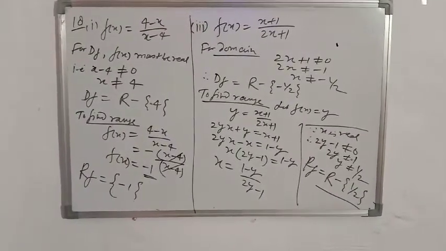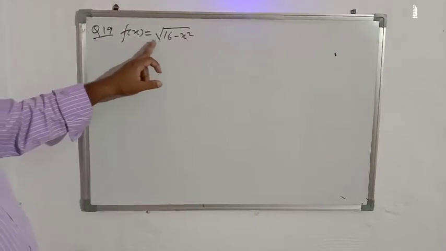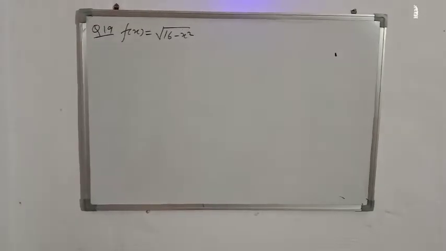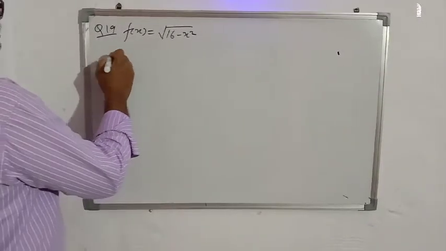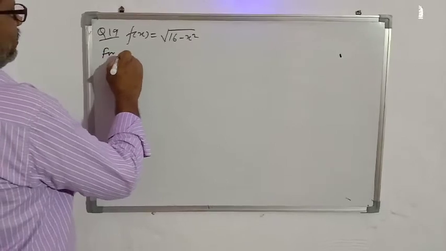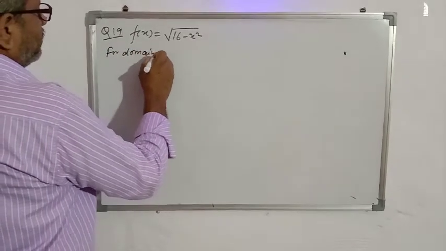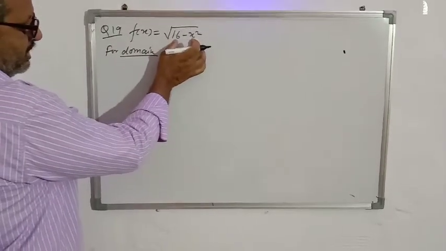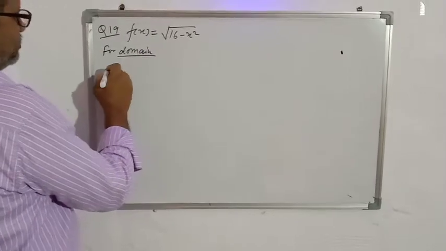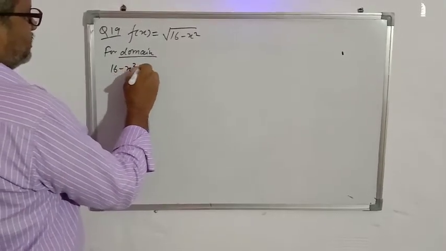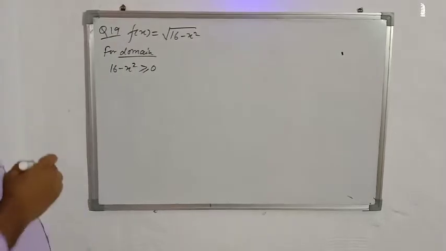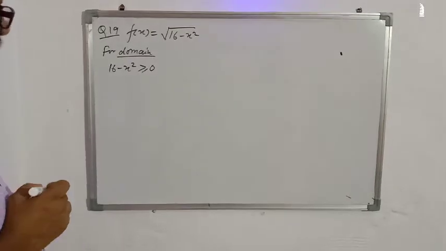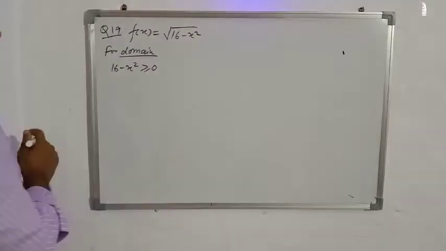Question number 19. f(x) is equal to root of (16 minus x square). Again we have to find the same thing, domain and range of this function. So for domain, f(x) must be real. When it will be real? If 16 minus x square greater or equal to 0. Because if it is negative, we cannot take the real root of negative numbers. So 16 minus x square greater or equal to 0.